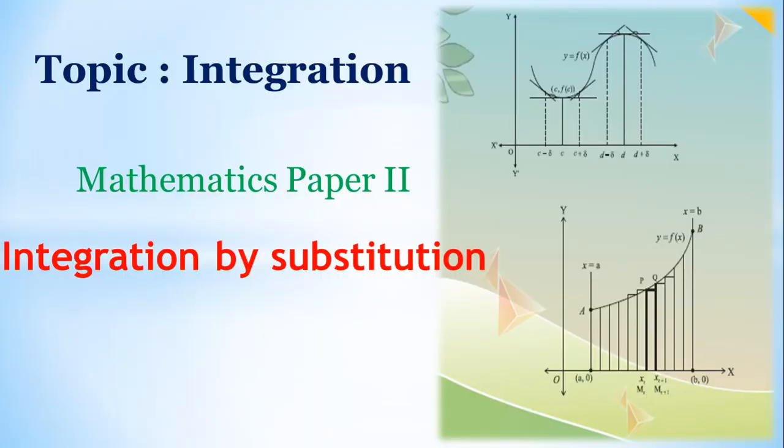Dear students, today we are going to discuss the topic integration, in which integration by substitution, and in this lecture we will prove some important results related to the substitution method. Already we have completed 4 results by substitution. This is the fifth result, that is integration of 1 upon root of a square minus x square dx is equal to sine inverse of x upon a plus constant.